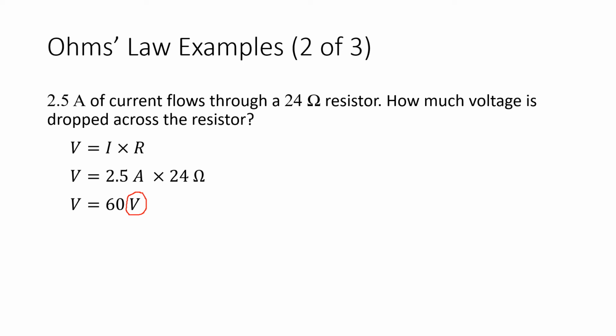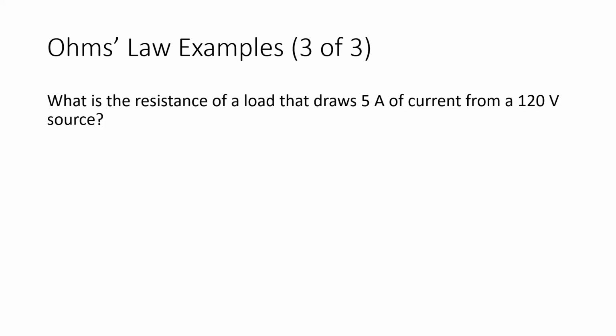Let's look at another example. What is the resistance of a load that draws 5 amps of current from a 120 volt source? Again, we start by writing the equation. R equals V over I.